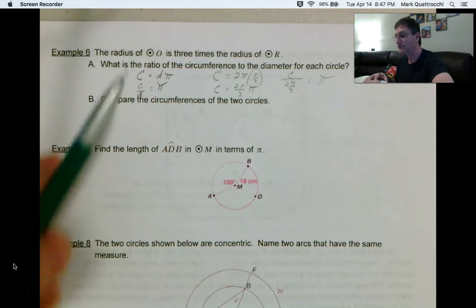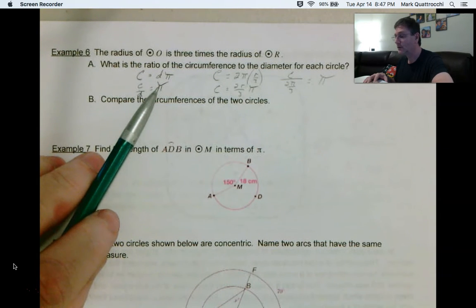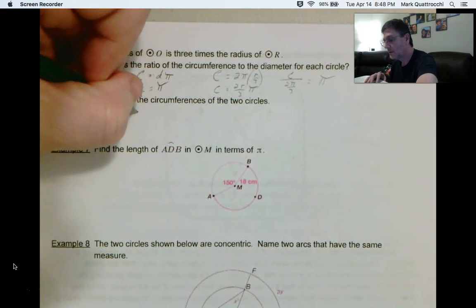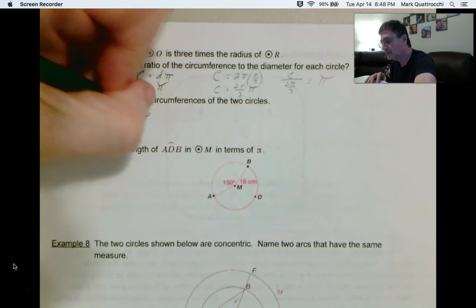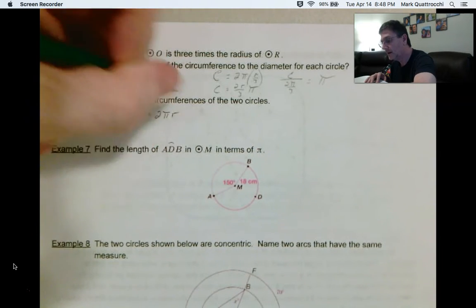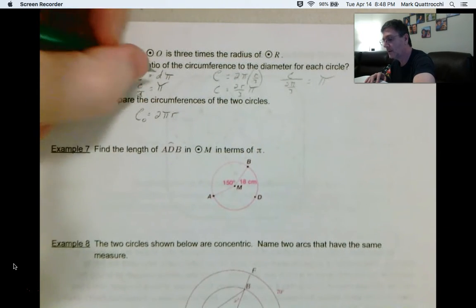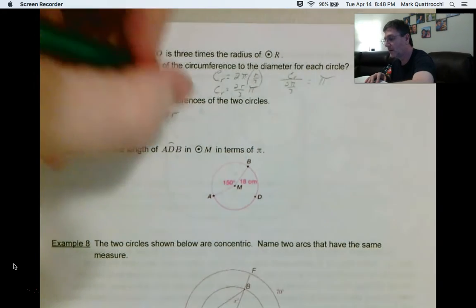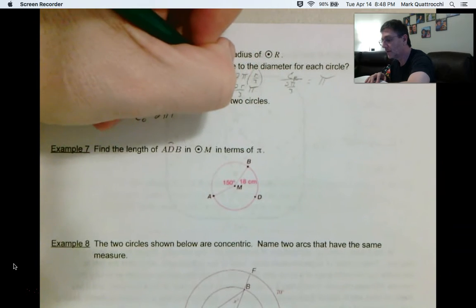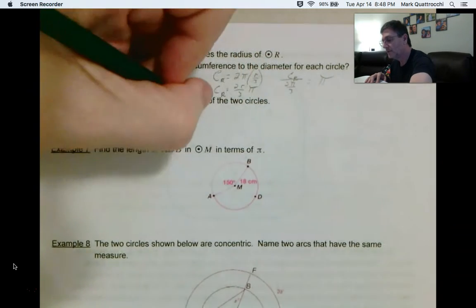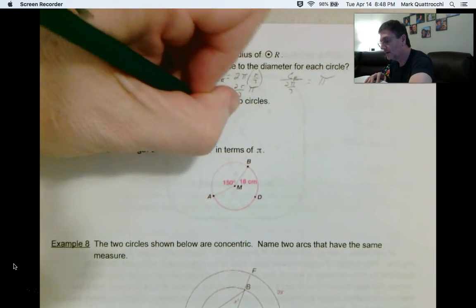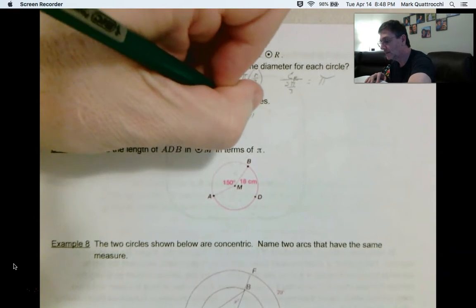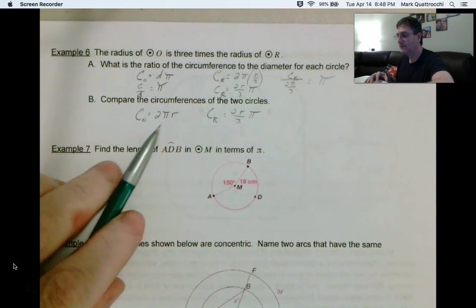Compare the circumferences of the two circles. So now we want to take a look. The circumference of the first circle, circle O, is equal to 2 pi r, circle O, circle R, capital R. Circumference of circle R, we found a minute ago, was 2r thirds pi. What's the difference between these?